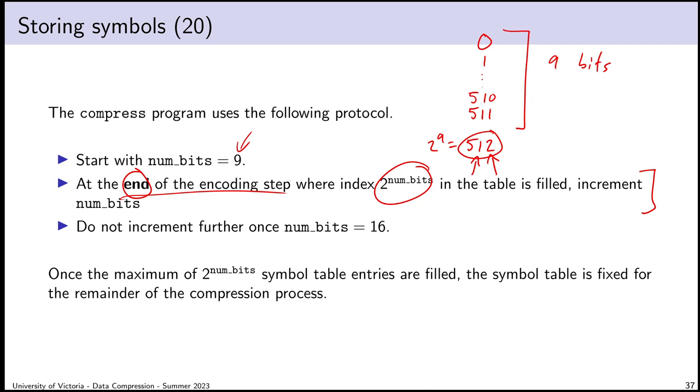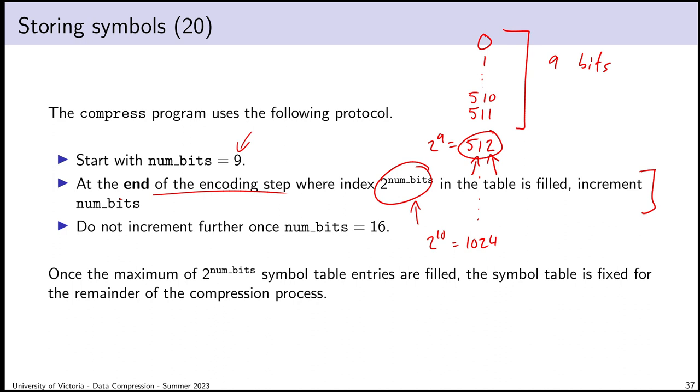So I don't increase the number of bits until the end of the encoding step where I create an index 2 to the power of the current number of bits. So in this case, number 512. Or much later, 2 to the 10 equals symbol 1024. At the end of that step, I increment the number of bits. And the idea is whatever num bits is currently set to, that is the number of bits I use for whatever symbol I'm about to output. Additionally, in the compressed program, the number of bits is capped at 16.